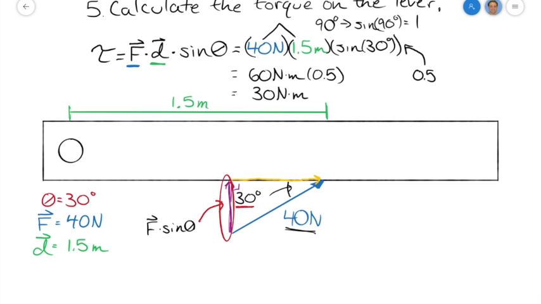Now I'm just about done. The last thing I need to do, which we did not do in the previous problem, but we had to do in the level 1 problems, is determine the direction or the sign of the torque value. And so since this force is pushing this way, which is going to cause the lever to turn around in the counterclockwise direction, we would then determine that the torque would have to be positive. So our answer in this case is 30 Newton meters.